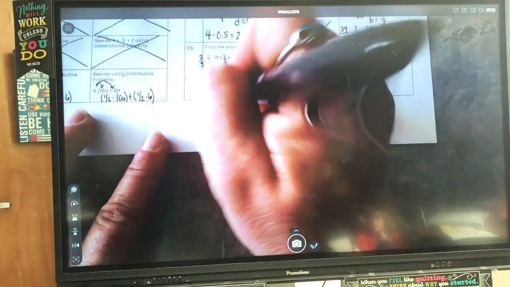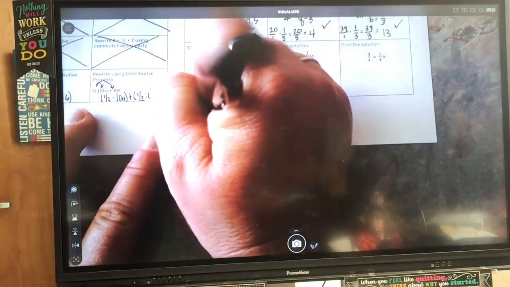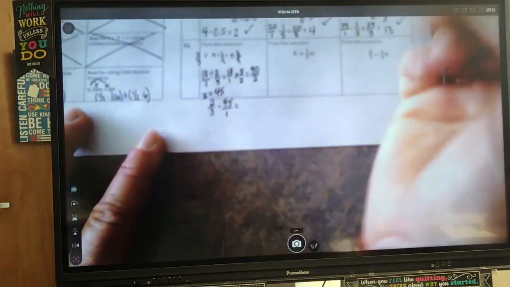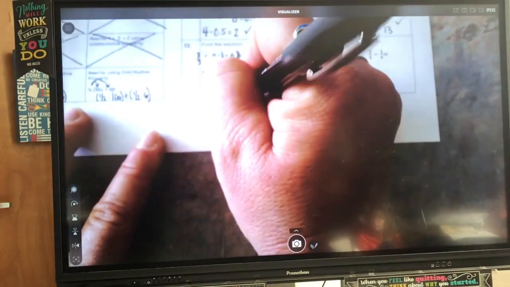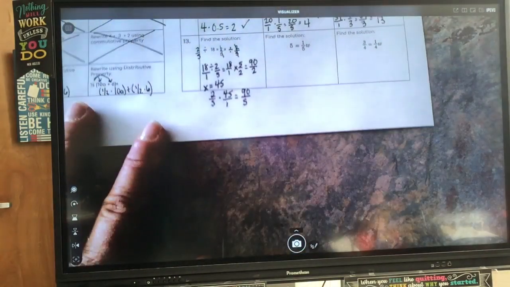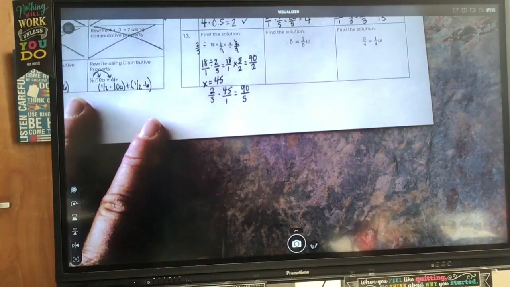So when I do this, I do 2/5 times 45 over 1, which is 2 times 45, which is 90 over 5. And then when you simplify that, what do you get? What's 90 over 5? You don't have to do any math because you've already done it, right?